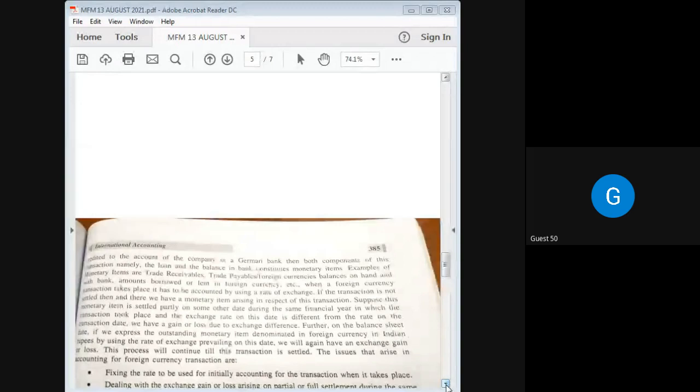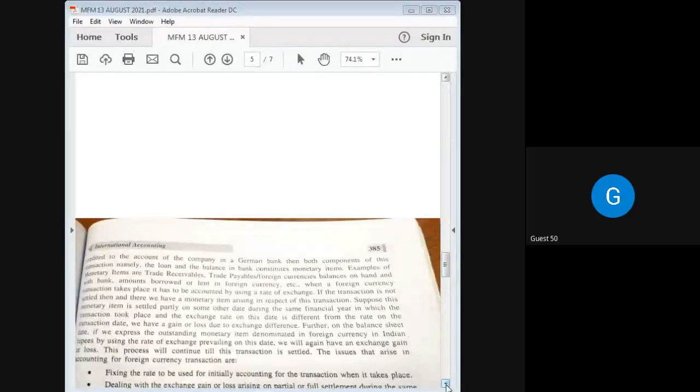Examples of monetary items can be trade receivables, trade payables, foreign currency balances on hand and with the bank, and amounts borrowed or lent in foreign currency, etc. These all come under monetary items. When a foreign currency transaction takes place, it has to be accounted for by applying a rate of exchange. The rate of exchange is important because here we are raising money in foreign currency, so we require the foreign exchange rate.